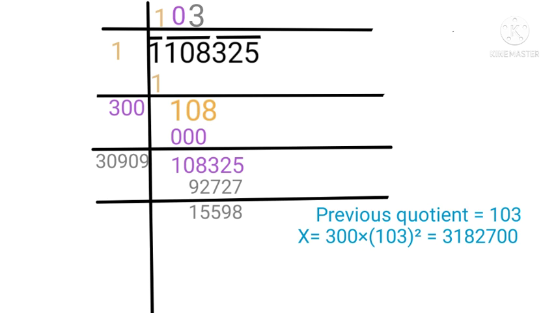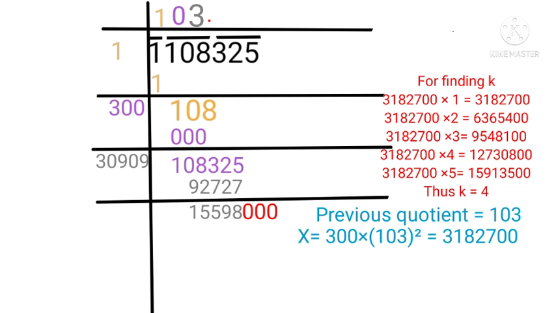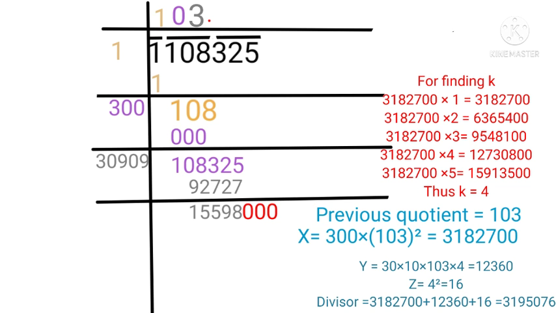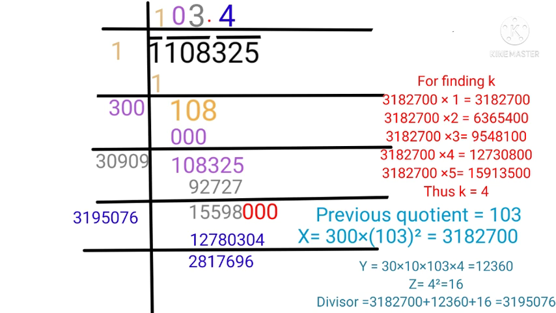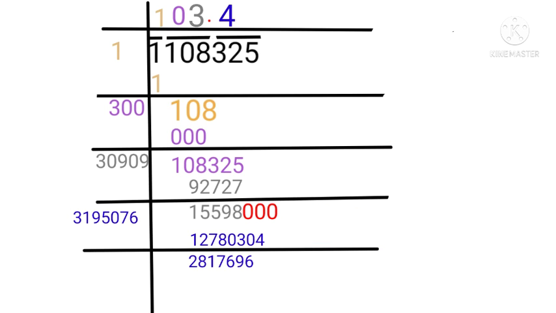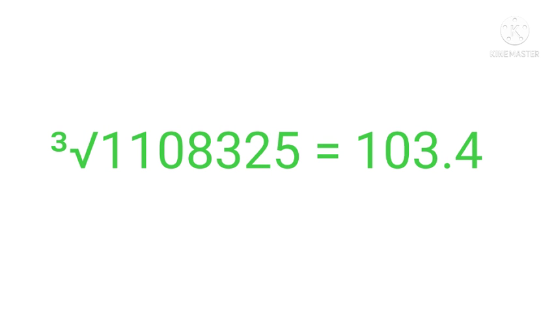Hence we put a decimal point in the quotient and carry down a triplet of zeros into the dividend and make our dividend 1598000. Now following the same methods as done before to find the values of k, y and z, we find our new divisor and proceed further as shown. Now the cube root of the given number 1108325 is equal to the term in the quotient, that is 103.4. Here we have found the cube root up to one decimal place.